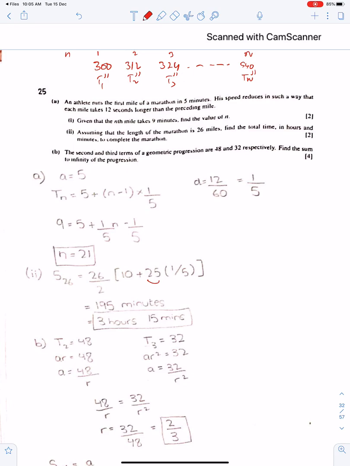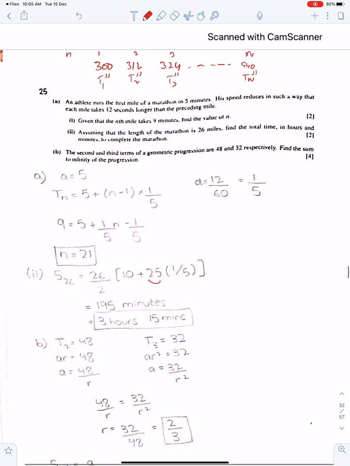And yeah, she used this formula. She solved the question in minutes form. It's fine. You could also solve the question in seconds form, and then you can convert the answer into hours and minutes. It's your choice. So 195 minutes, which is 3 hours and 15 minutes.